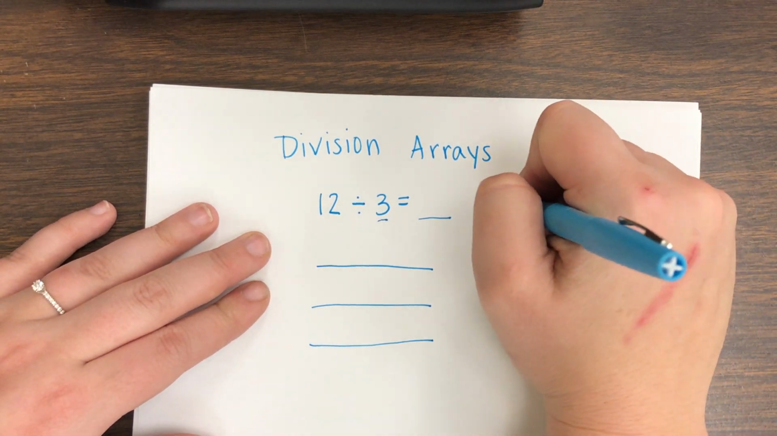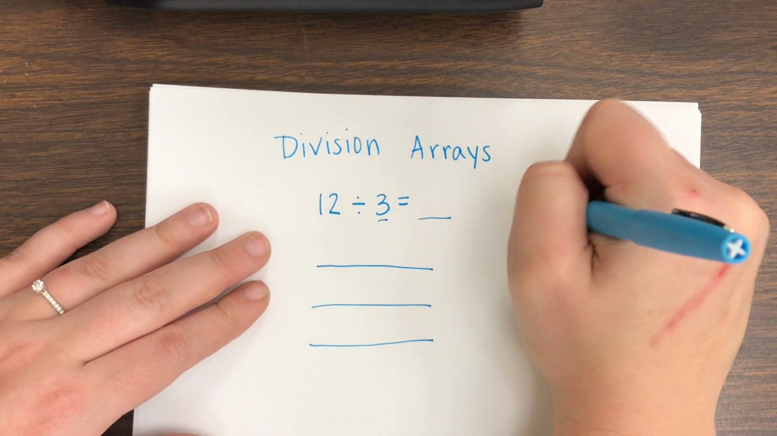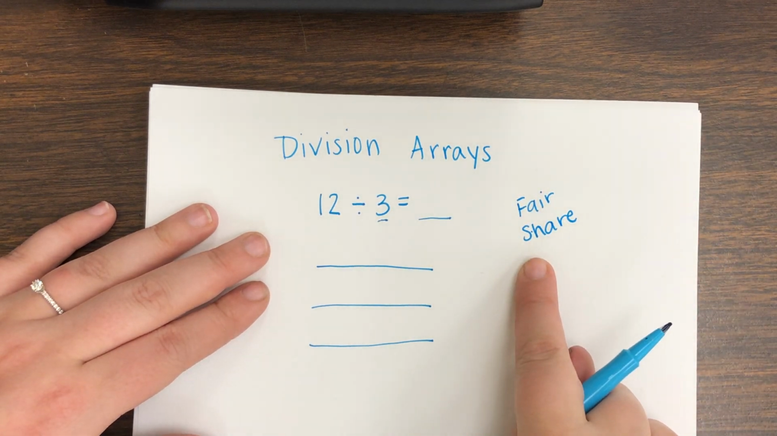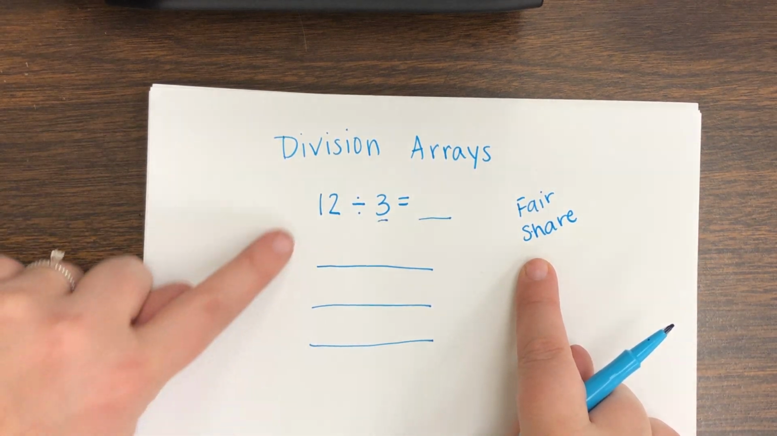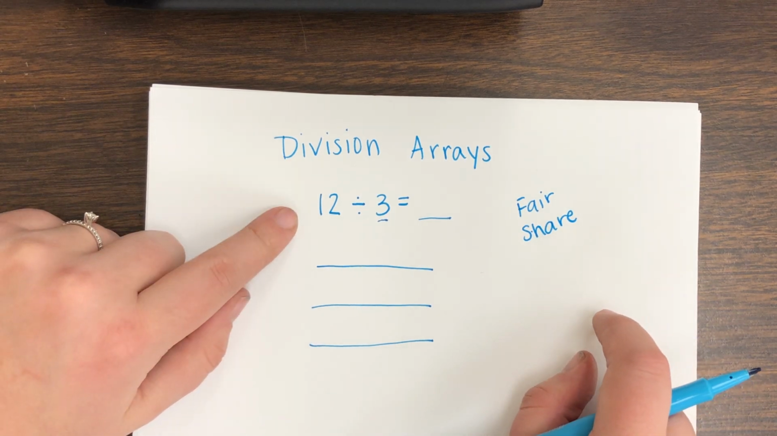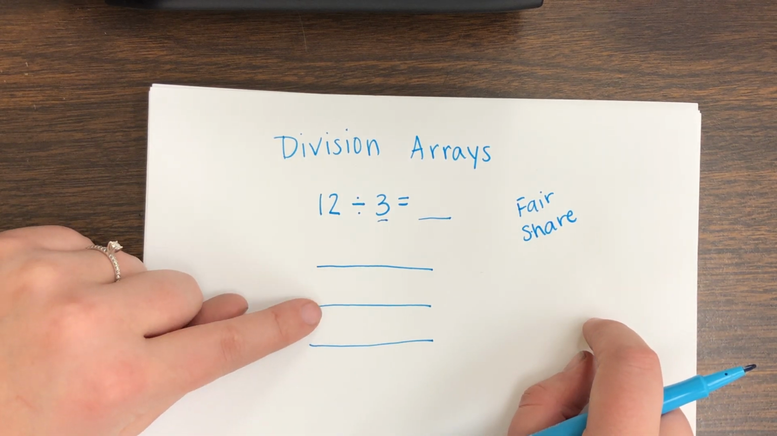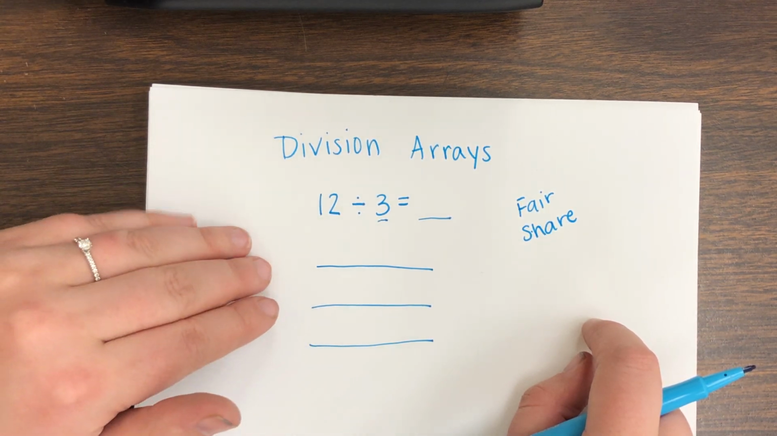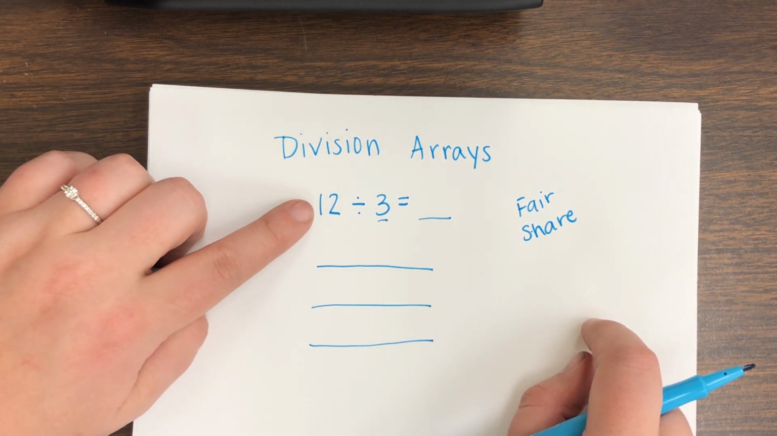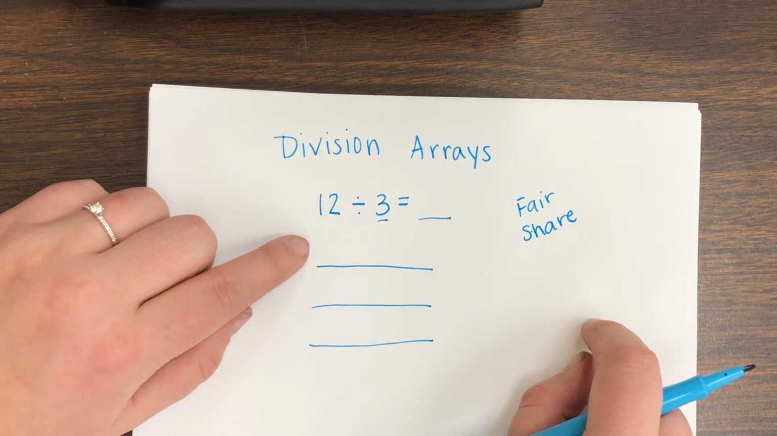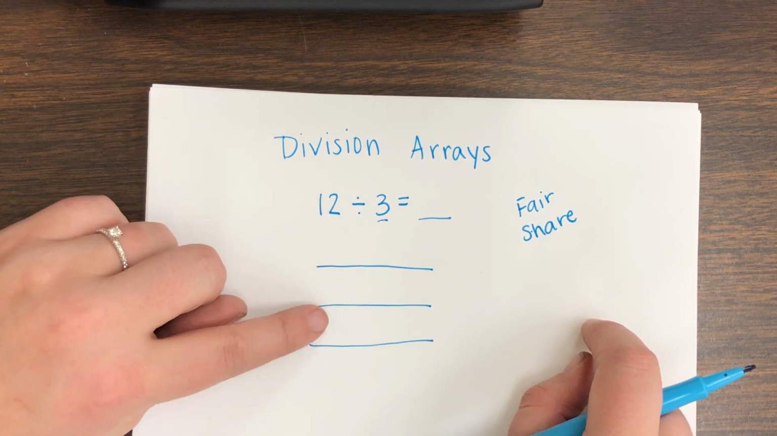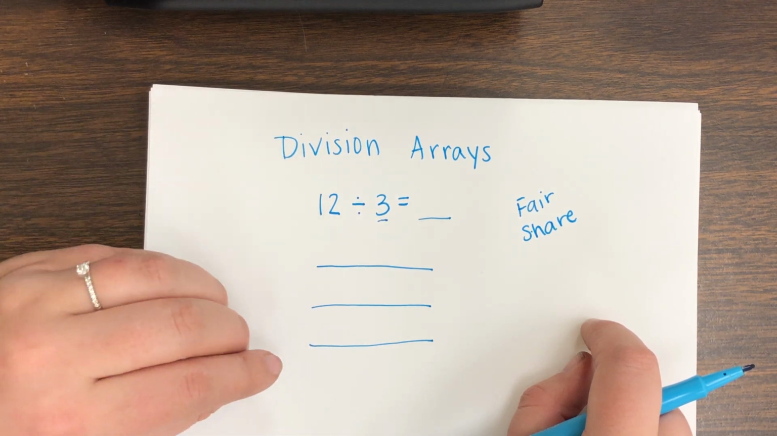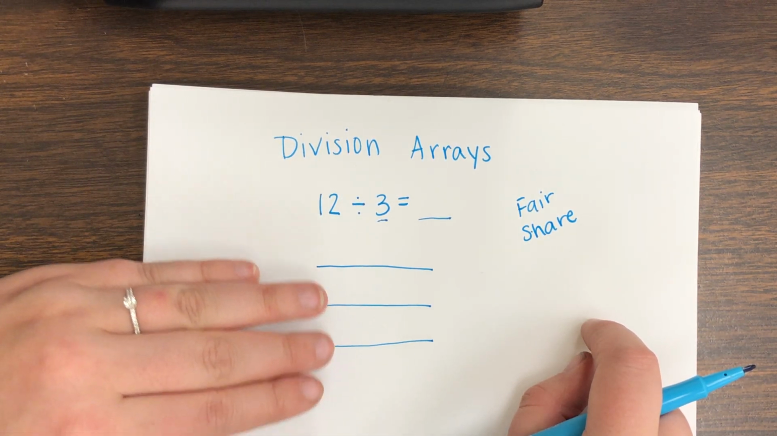Remember, we want division to be fair. Fair share. That's a very important phrase with division. We are sharing the big number and splitting it up equally between these 3 groups. 3 rows, 3 people, however you want to look at it. So I'm not putting 12 on each row. I'm not putting 1 on each row. I'm giving 1 to each person until I run out of things to give. So once I reach the number 12, I am done.